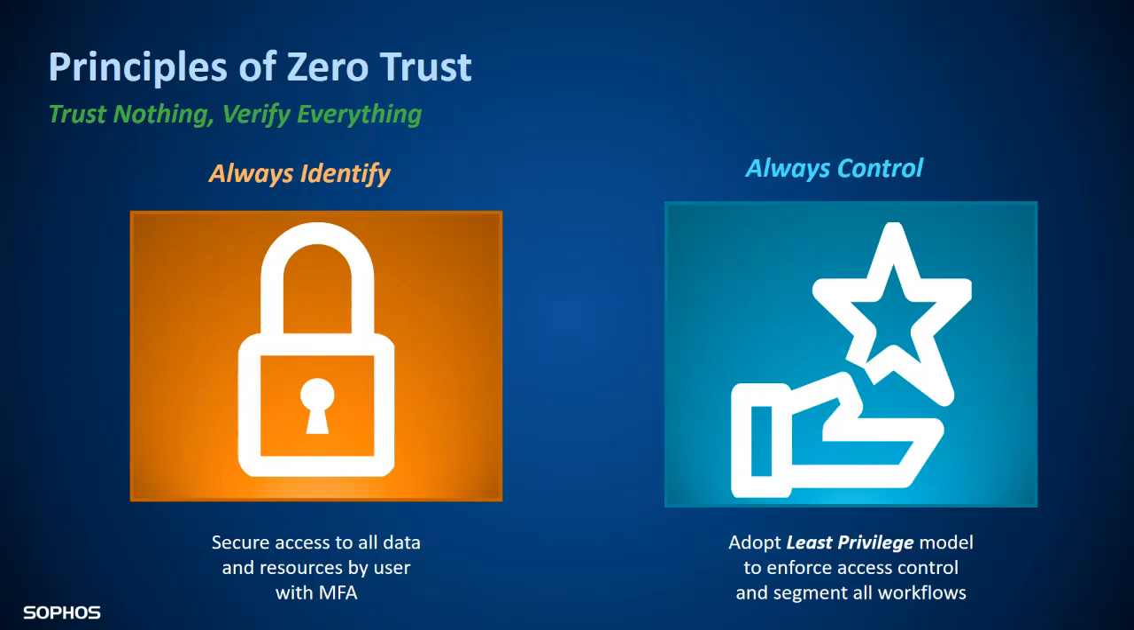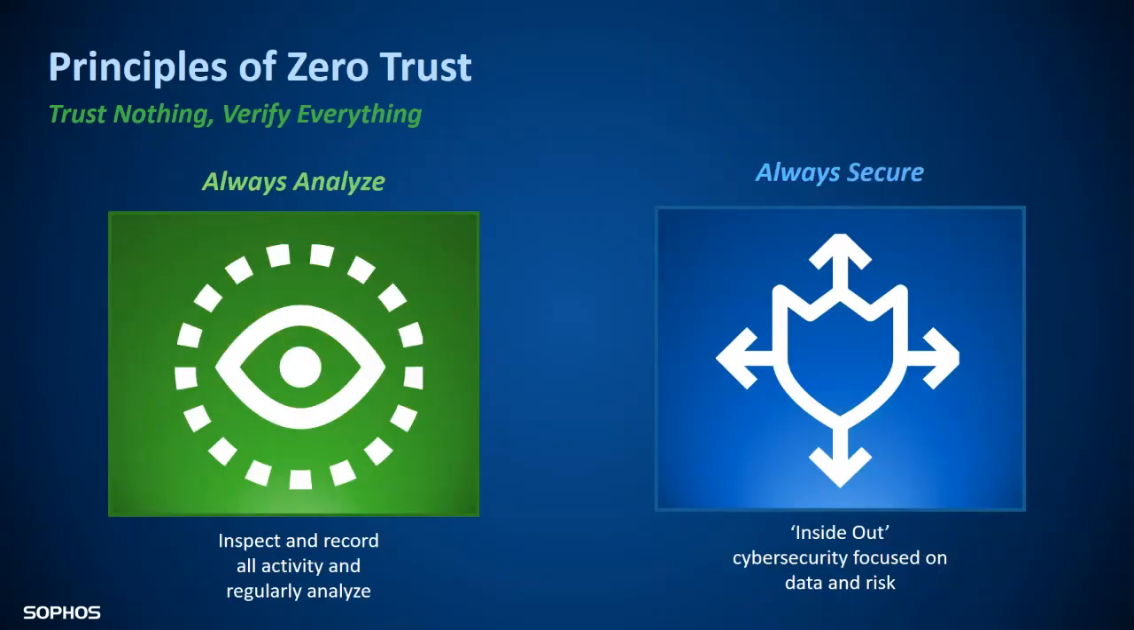The second is always control. We apply controls and checks wherever they're needed and adopt and enforce the principle of least privilege. Users should only have access to the bare minimum that they need to perform their job. If there's a human resource system utilized by the HR department, then only the HR staff should have access to that.